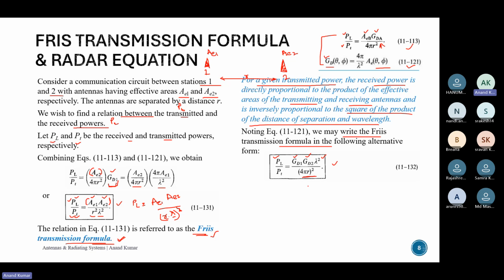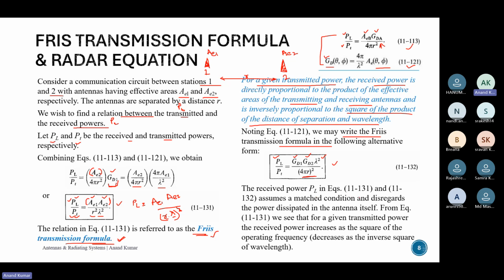So this is another relation, but we have to note that the receive power PL over here and in 13.2 assume a matched condition, that is all the power which was received at the receiving antenna, all of it was delivered to the load. So if there is any mismatch, in that case, not all the received power would be received. So then we will have to modify this 13.1 and 13.2 to incorporate the mismatch as well. So over here there is no mismatch.